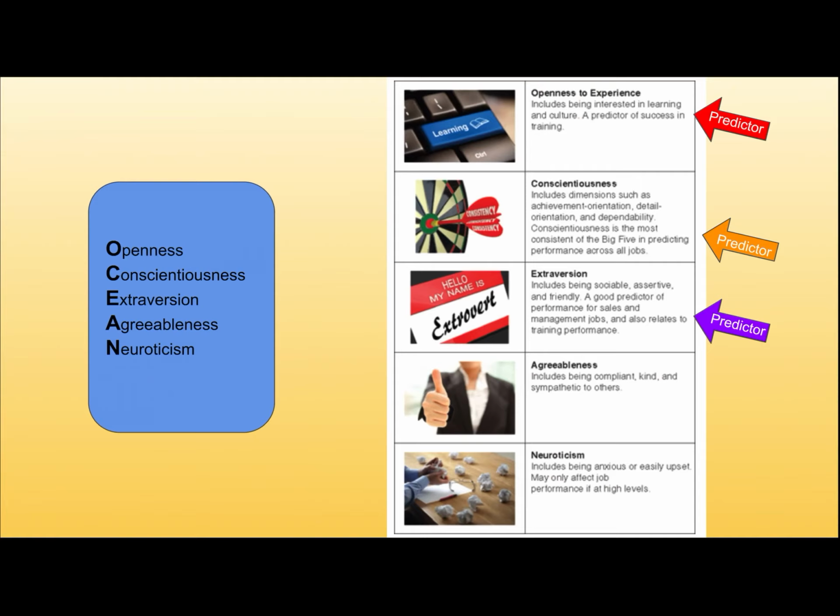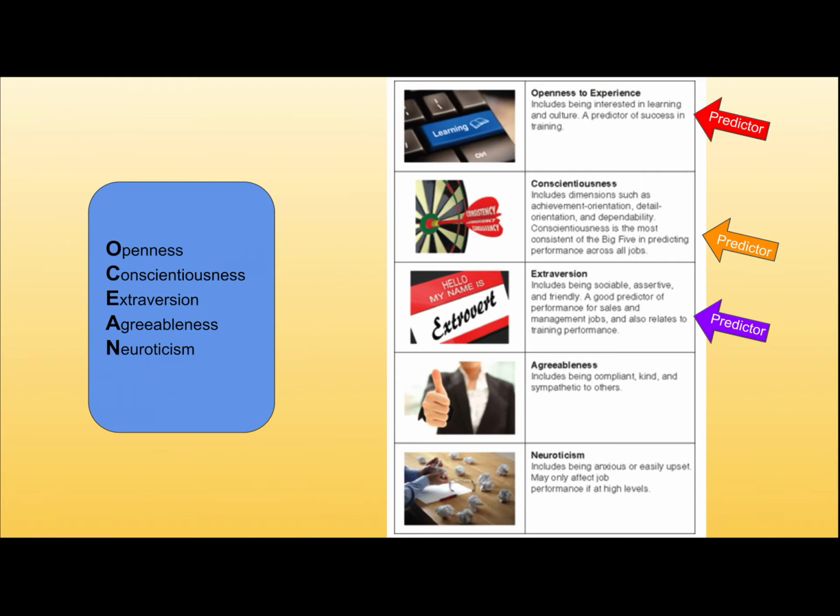Third, we'll look at extroversion, which includes being sociable, assertive, and friendly. Extroversion is a good predictor of performance for sales and management jobs and is also related to training performance. As you can imagine, someone who's very outgoing, sociable, and friendly would be good at sales or management. Underneath that is agreeableness, which they explain includes being compliant, kind, and sympathetic to others. As you can imagine, this is a good trait to have as a worker.